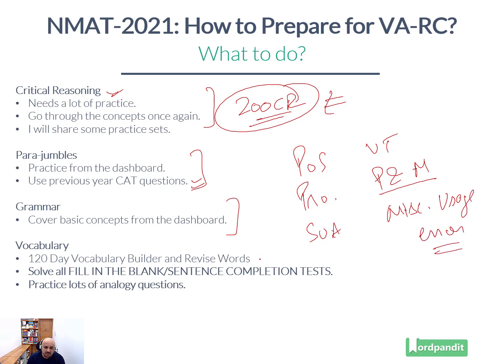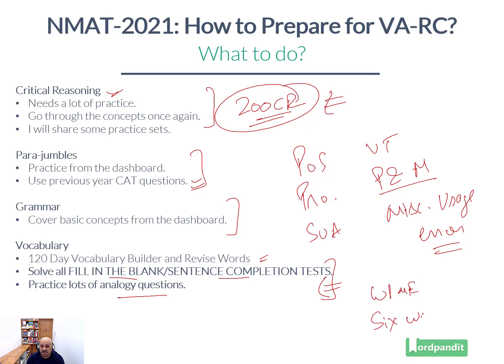For vocabulary, you cover the 120-day vocab builder. You solve lots of fill-in-the-blank questions, sentence completion. You solve lots of analogy questions. So these are the two topics that everyone should focus on. For building vocabulary, you can use the book Word Power Made Easy, or 6 Weeks to Words of Power.